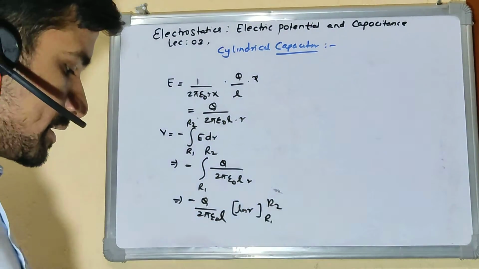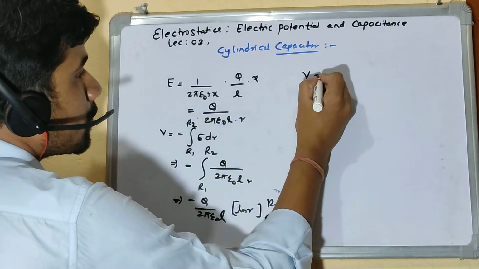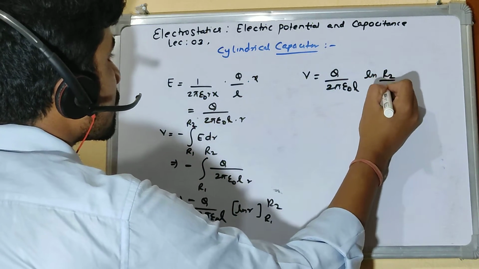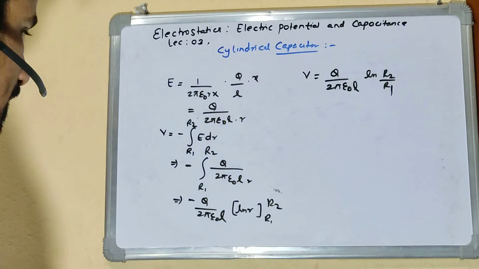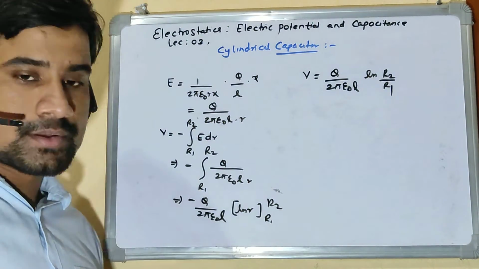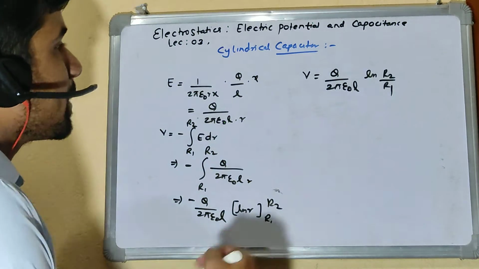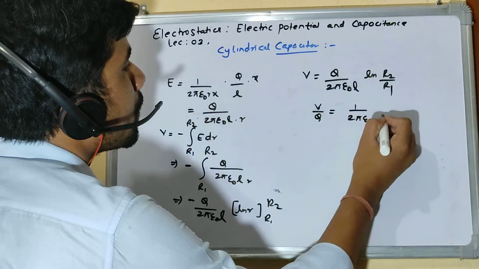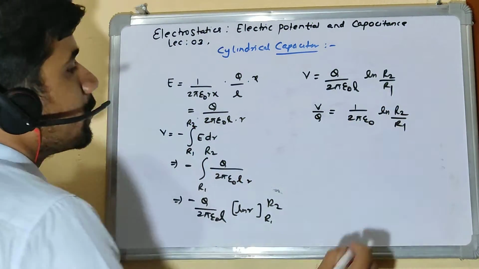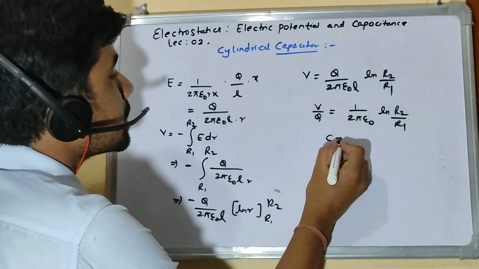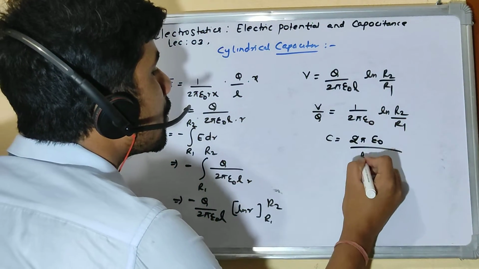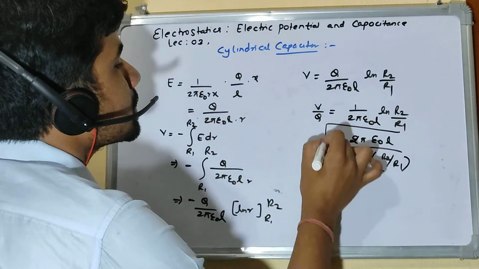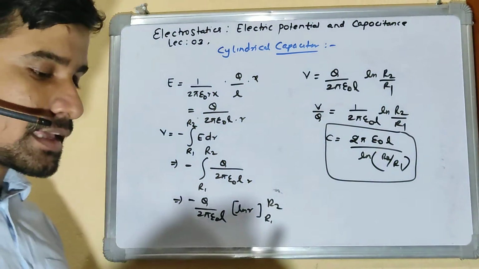So if I calculate, this potential becomes V equals q by 2 pi epsilon naught L ln of r2 by r1, right? Now, what is V by q? V by q is 1 by 2 pi epsilon naught L ln r2 by r1. V by q is also 1 by C. So what is C now? C is 2 pi epsilon naught L by ln of r2 by r1. So this is the capacitance of a cylindrical capacitor.